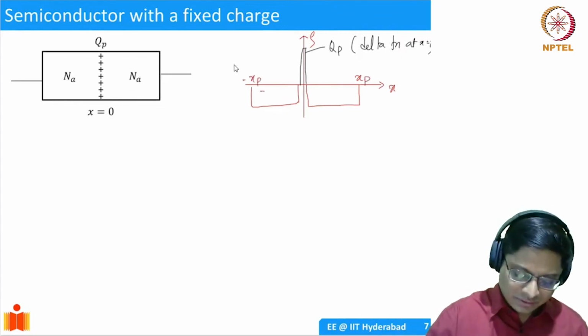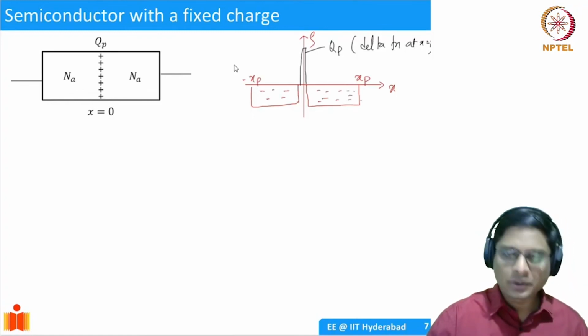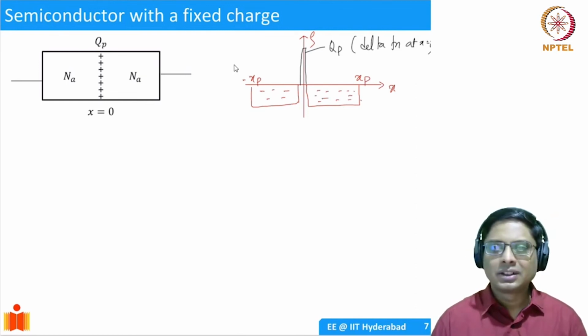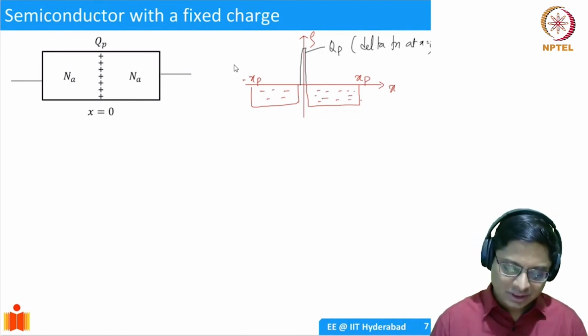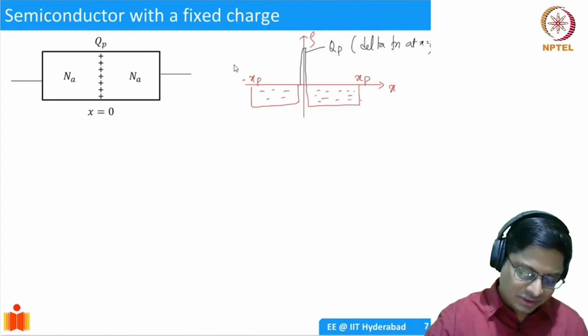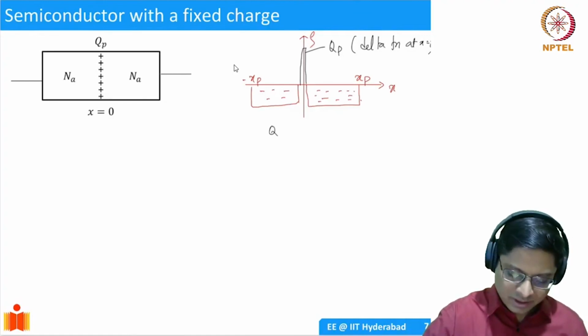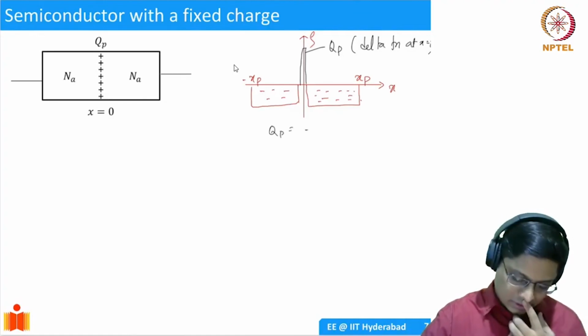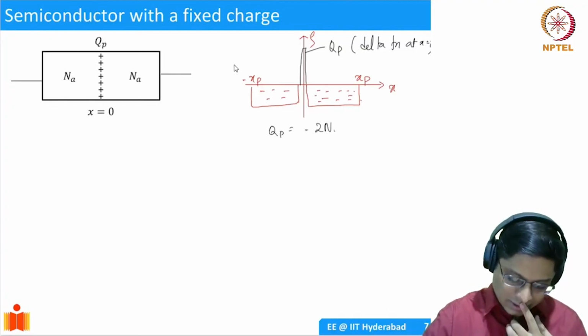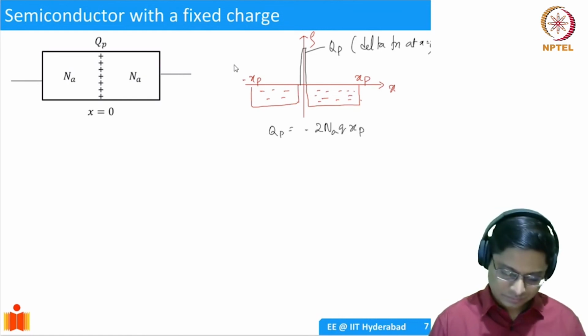So this is going to be negative, and this is going to be negative on both sides because holes are being repelled on both sides, right? So what will happen? Well, the charge neutrality still should be valid. So QP is going to be minus 2 times Na times Q times XP. Okay, this should be valid.